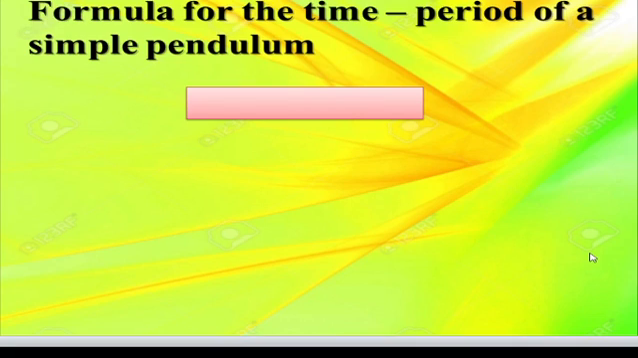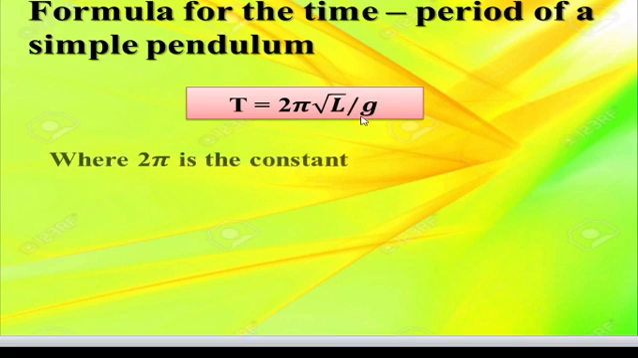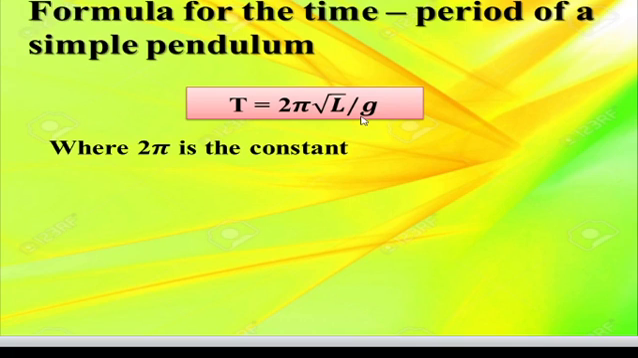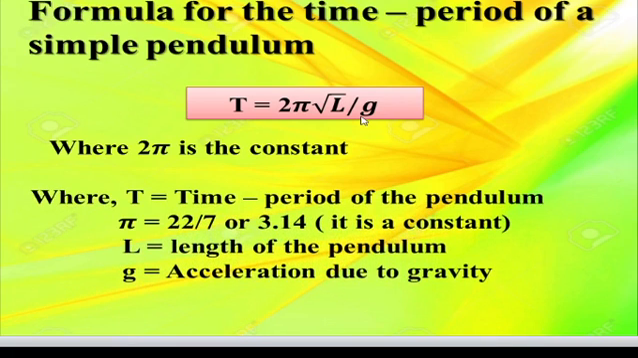Formula for the time period: T is equal to 2 pi square root of L divided by g, where 2 pi is a constant, T is the time period of the pendulum, and pi is equal to 22 by 7 or 3.14. It is a constant. L is equal to the length of the pendulum. g is equal to the acceleration due to gravity.